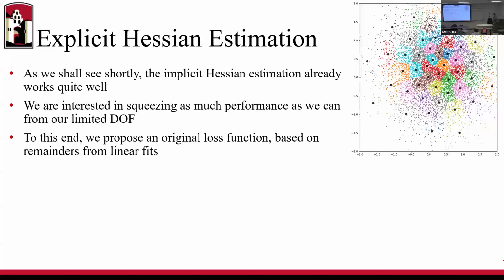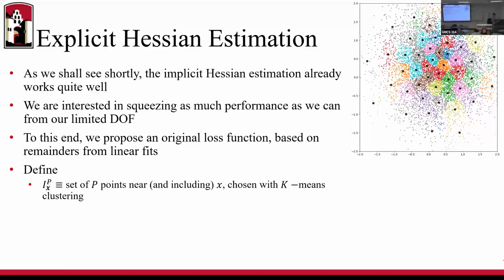So to this end, we're going to propose an original loss function, which is going to be based on a remainder from linear fits. What do we mean by this? Well, first of all, what we're going to do is break up the training set into a collection of k-means clusters. So let's define the cluster I x p to be the set of p points, something like 20, for example, near a given point x, including it, and that set of points is going to be chosen using k-means clustering. So here we have an illustration of k-means clustering.